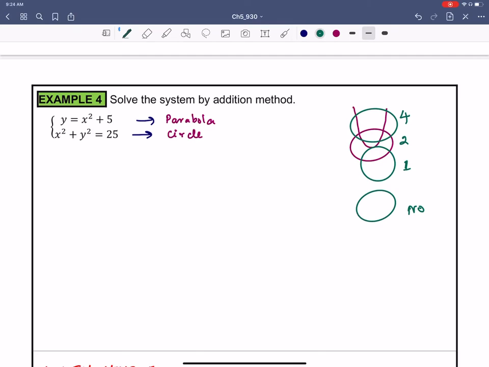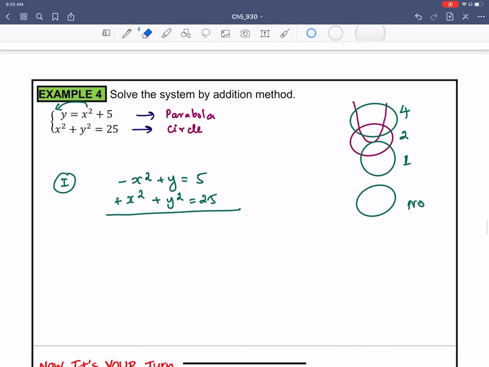So again, we're going to use the addition method for this one. You can also use a substitution method, but we're going to use the addition method. For that, I'm going to rewrite this equation into this form. I'm going to move this x squared to that side. When I do that, the first equation, the parabolic equation, becomes -x squared plus y is equal to 5. The second equation I'm going to keep as is: x squared plus y squared is equal to 25.